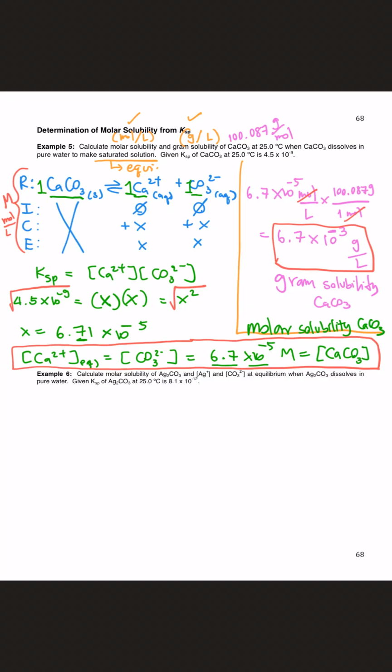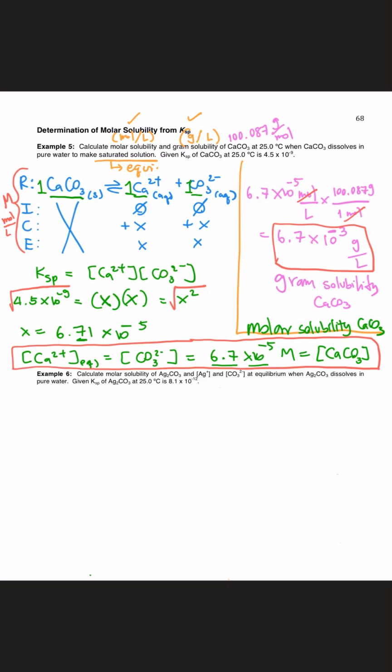I would like you to pause the video and complete example 6, and resume the video again once you complete it. Example 6 asks to calculate the molar solubility of silver carbonate and the concentration of silver ions and carbonate ions at equilibrium. And note that the molar solubility is the moles per liter.